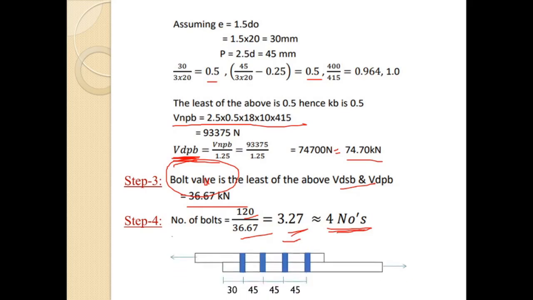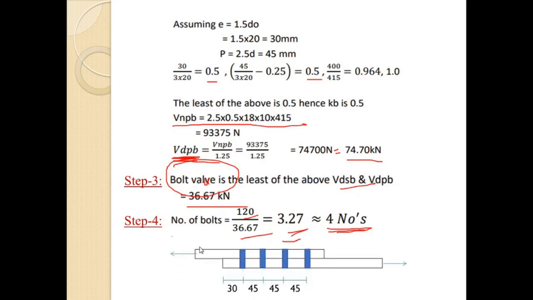Here we can see the first plate, that is 100 by 10 mm. This is 80 by 10 mm. 120 kilonewton factored load acting on both sides. Then we calculate this end distance, that is 30. Then the pitch distances are 30, 45, 45 mm. So this is the final figure for the connection. Hope you understand today's session on this first problem. Thank you.